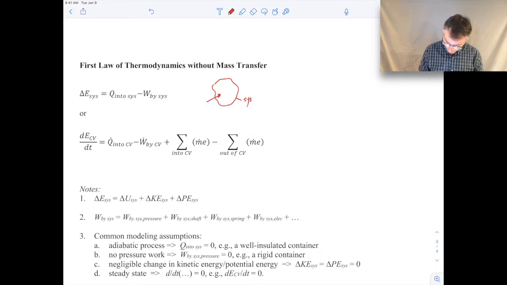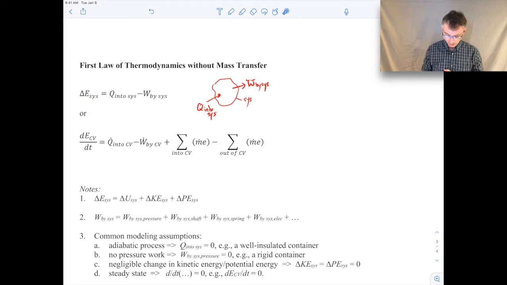I'll just repeat the picture I had on the previous page. Here's the Q into the system. Here's the work done by the system. And this again is the change in total energy of the system. That total energy can include changes in the internal energy. In an upcoming lecture, we're going to talk more about how we find changes in internal energy, how we actually determine that property. This is a property of the system. In addition to changes in internal energy, we have changes in kinetic energy of the system. You already know how to calculate kinetic energy. And we also have changes in potential energy of the system. So a change in total energy of the system includes changes in those three types of energies.